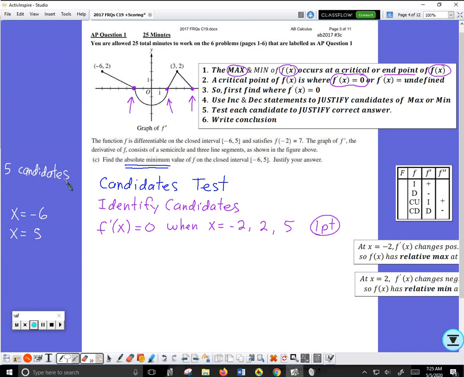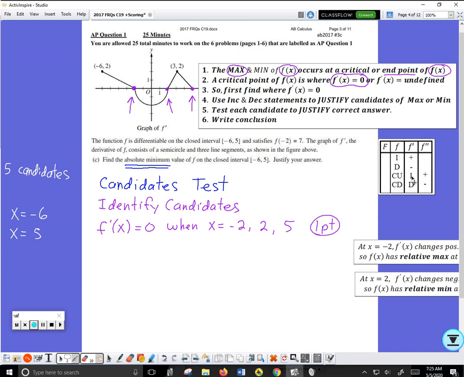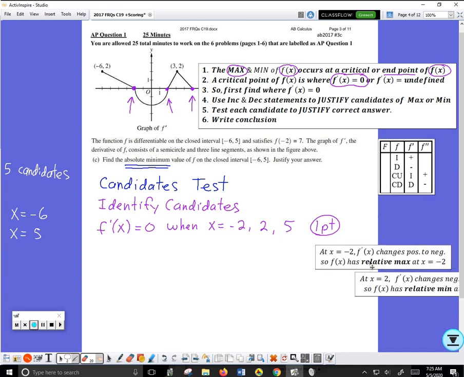Now, what will happen is from problem to problem, what we do next varies depending on the problem situation, the different parts of the problem. There are different ways to proceed from this point. But basically what the grader is looking for on any absolute min or max problem is that the grader wants to see that the student does something with each of the 5 candidates.